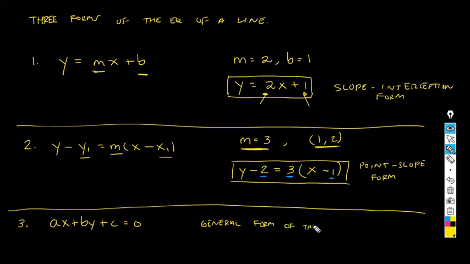of the equation. The slope interception form, the point slope form, and the general form. And we can get from any one to the other by some algebraic processes. And I'm going to show you how this works.